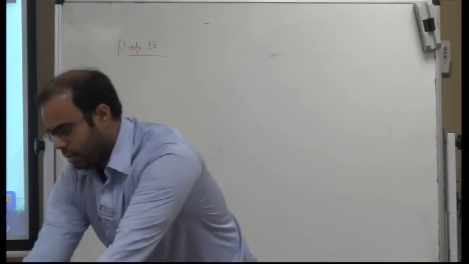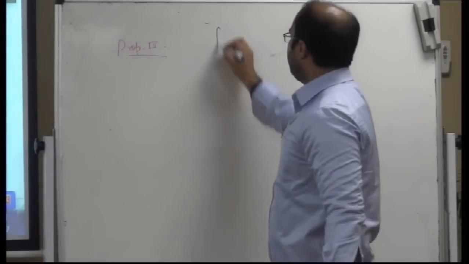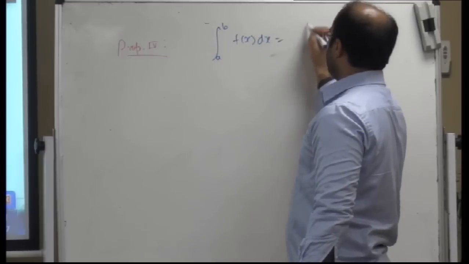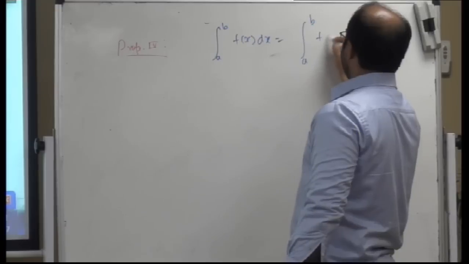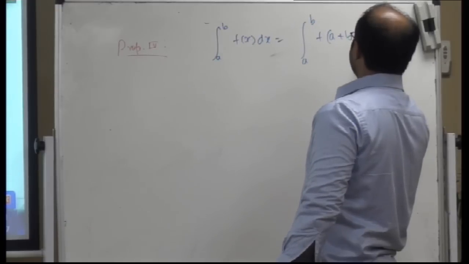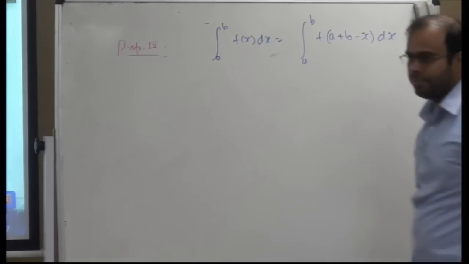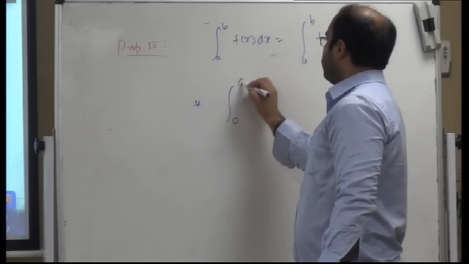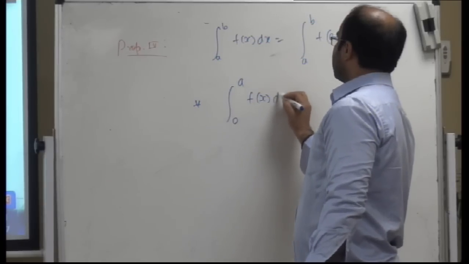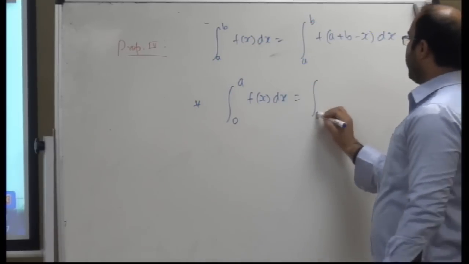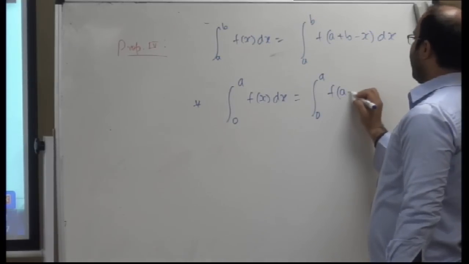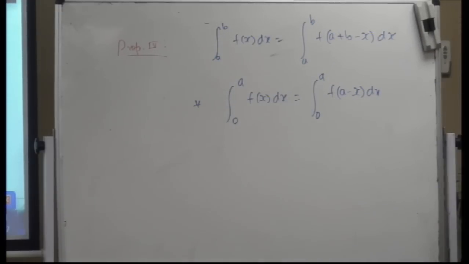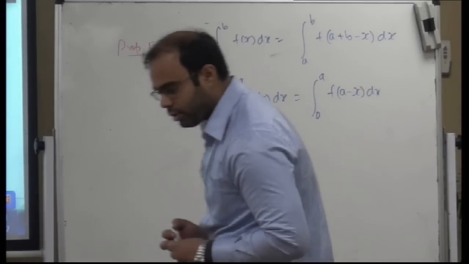this would be integral a to b f(x) dx equal to integral a to b f(a plus b minus x) dx. And this is also written as its corollary, that if it is 0 to a f(x) dx, this can be written as 0 to a f(a minus x) dx. A plus 0 is actually a minus x. Let us take a question based on this.